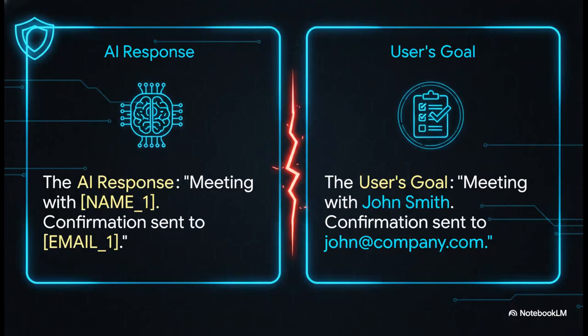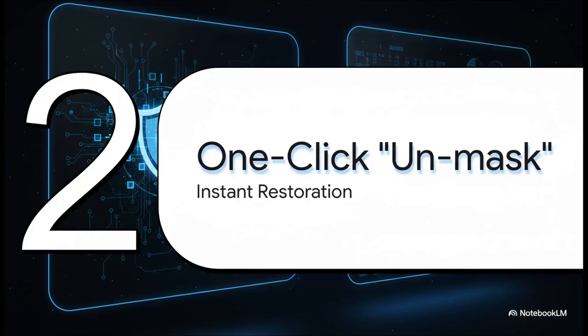This right here. This slide shows you that gap perfectly. On the left, you've got the AI's safe, tokenized response. And on the right, you have the actionable information you actually need. Getting from point A to point B is where most privacy tools completely fall apart, often by sending that data back to a server to get detokenized. Kind of defeats the purpose, doesn't it? There has to be a better way. And well, there is a better way.